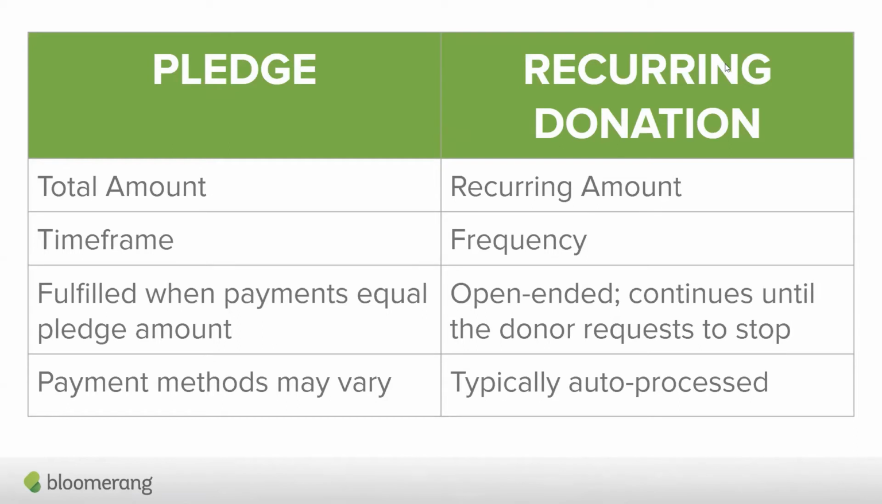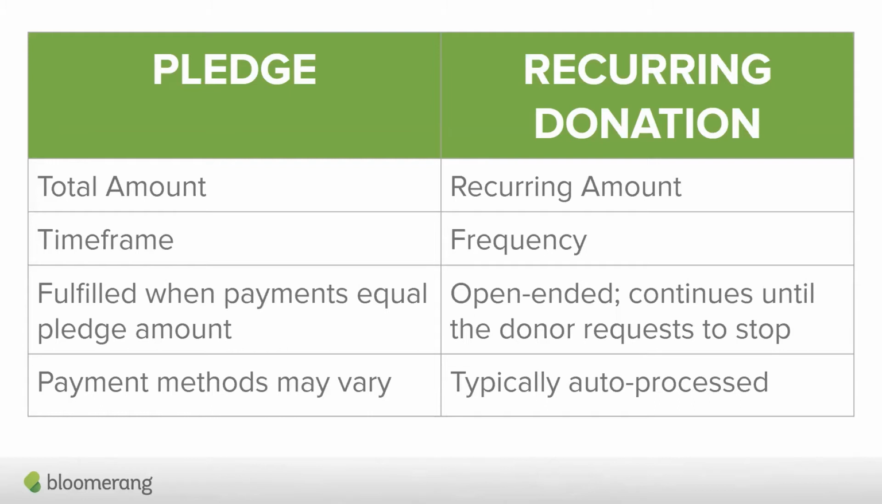It doesn't matter if it's monthly for a year or 2 years or 3 years. Right now we know that it's monthly until the donor decides to stop. Now for the pledge, again, the commitment is fulfilled when the payments equal the pledge amount, but for recurring donations, it's typically open-ended. So I'm giving $10 a month again until I am able to.